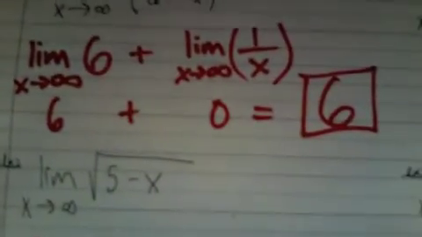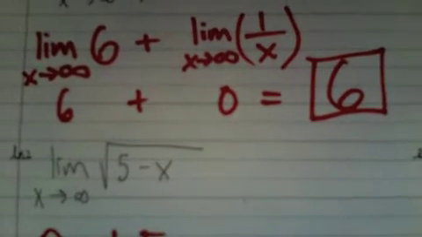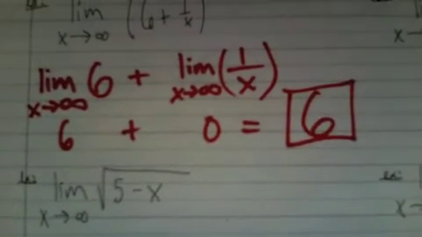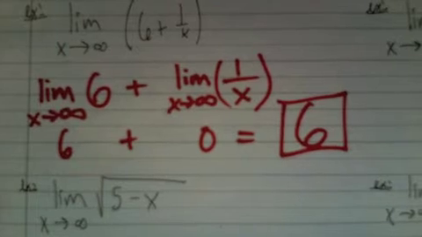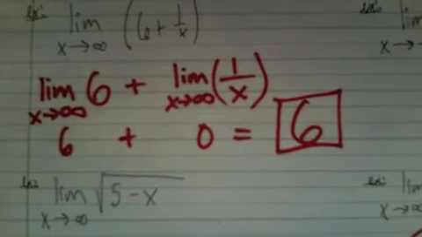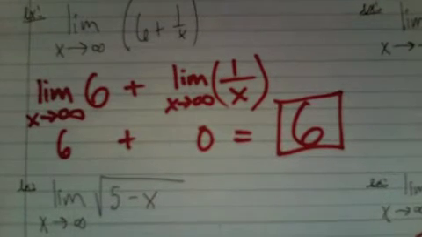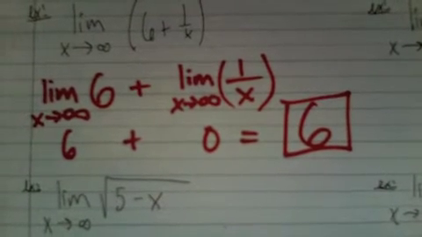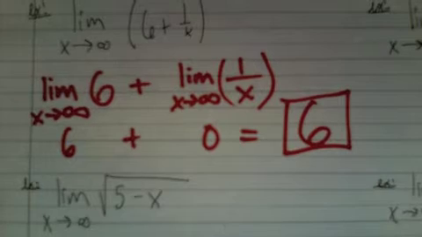For number 3, we've got the limit as x is approaching infinity of 6 plus 1 over x. Now you can split that up, that's one of the rules, so you take the limit as x is approaching infinity of 6, which is a constant k. And the limit of a constant is always just that constant, so that's 6.